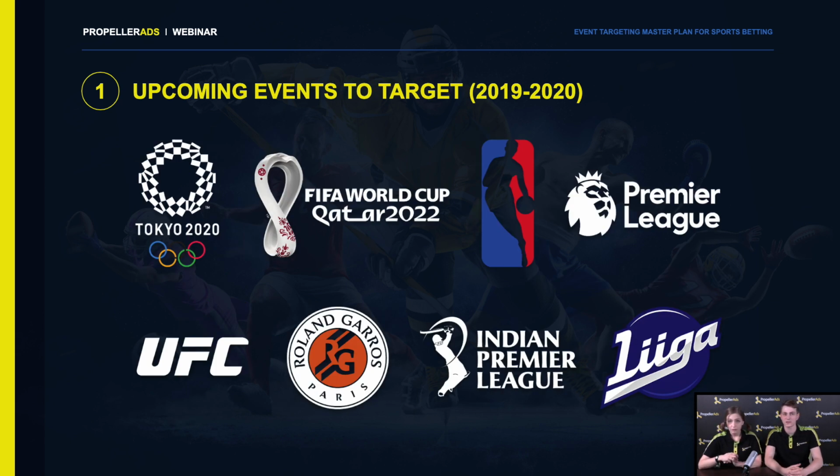For one-time events we have the Tokyo Olympics, which are just around the corner, and there will be many sports to bet on in those games, which means that there are a lot of opportunities to create advertising campaigns. Then we have the football World Cup that will take place in 2.5 years, and the tennis one, Roland Garros.